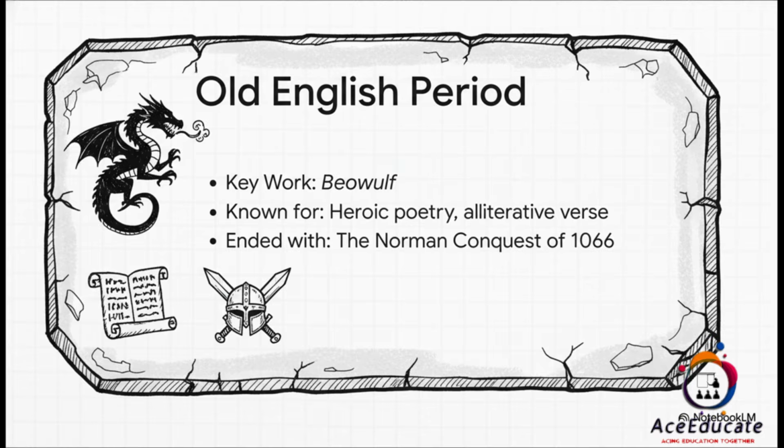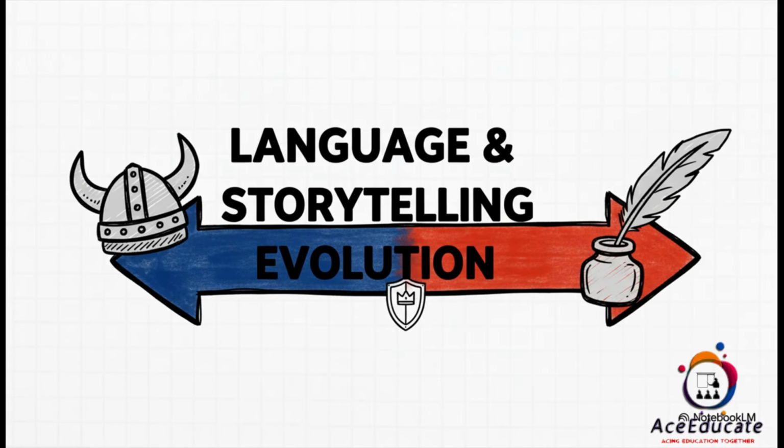This whole era comes to this really dramatic end in 1066 with the Norman Conquest, which was an event that, and I'm not exaggerating, changed the English language forever. All right, let's move on to the next word in our sentence, men. This brings us to the Middle English period.